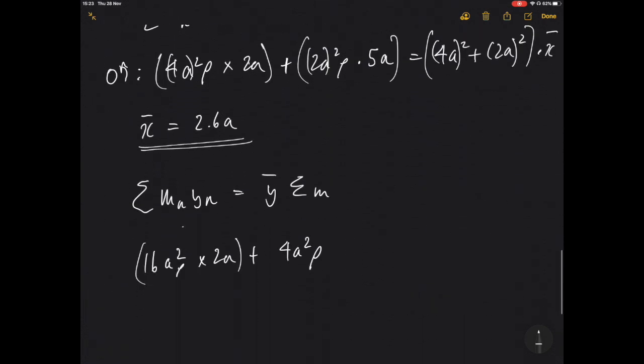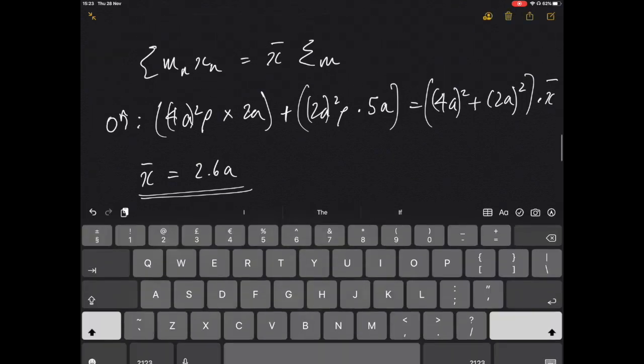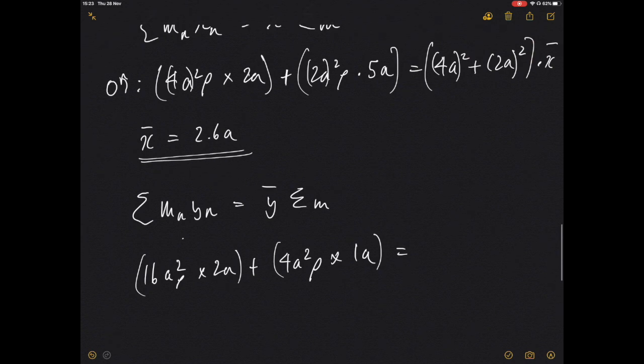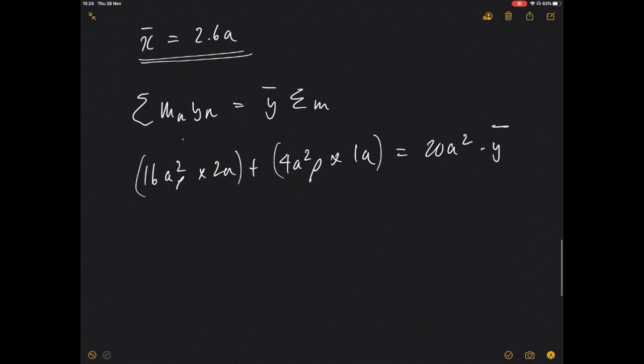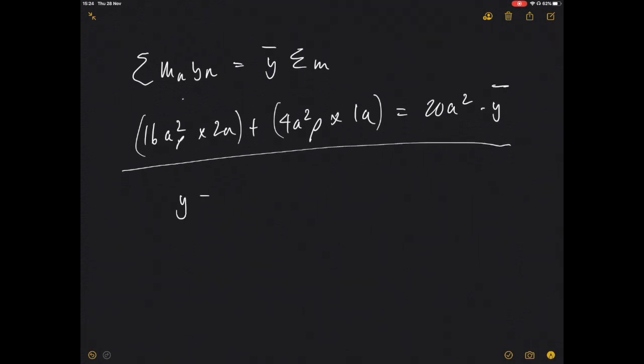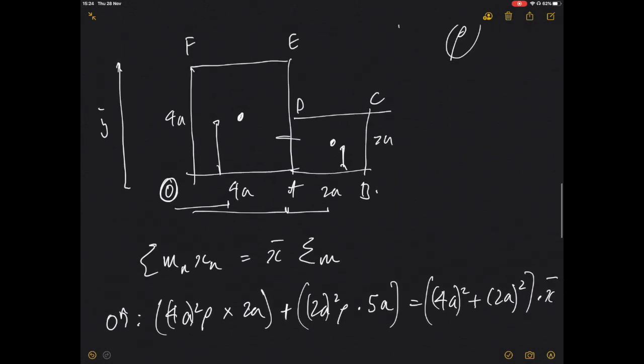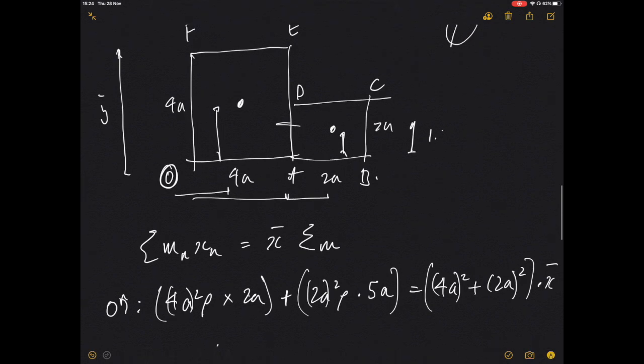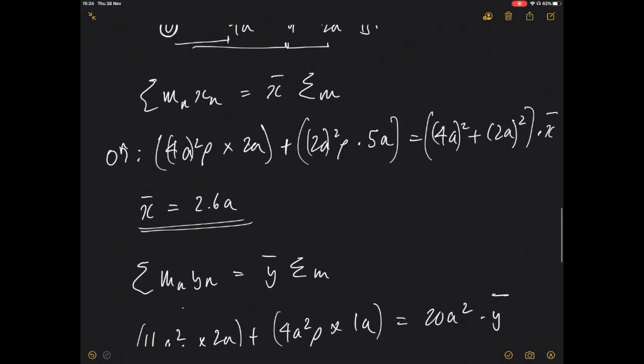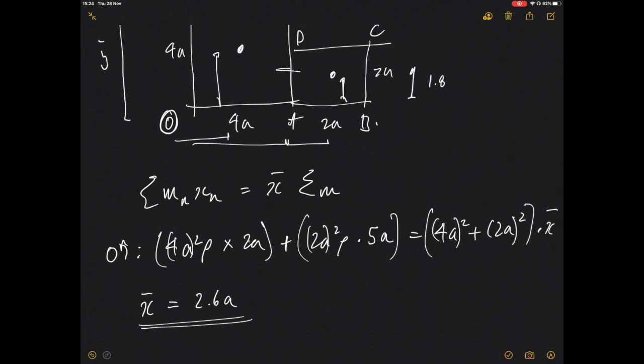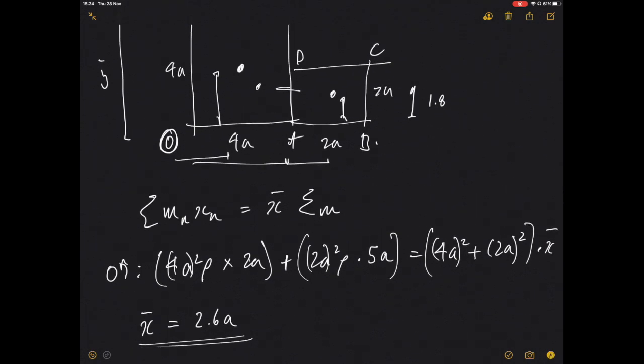and we can say that we have our distance from here, which is just 1 in this case, multiplied by 1a, is equal to our total masses again, which is our 4a squared plus 2a squared, which is 20a squared, multiplied by our y bar. And what we can actually find now, using this equation, we've actually managed to find that y bar equals 1.8a. So we can find that our center of mass would be 1.8 up here, and it would be 2.6a along here. So it'd be somewhere around here. So this would be our center of mass.